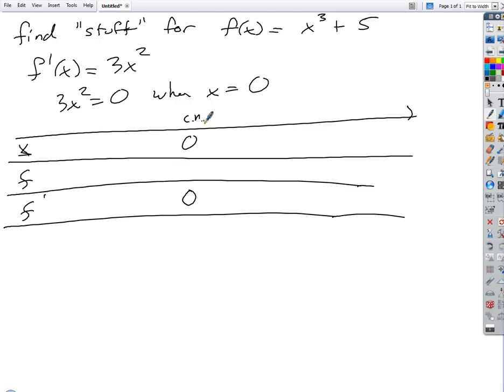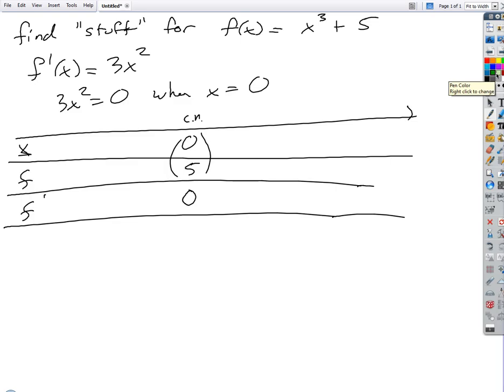While we're at it, we might as well finish the ordered pair because it's pretty easy to do. We get 5, don't we? We plug back into our function. So the point (0, 5) may or may not be an extremum. A critical number exists there though, at x equals 0. So now what?